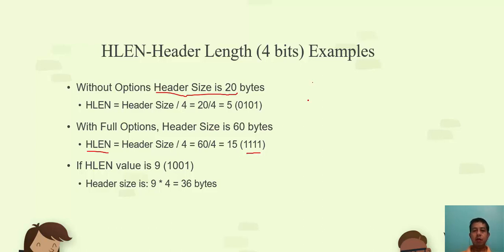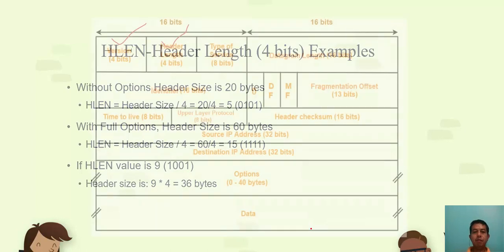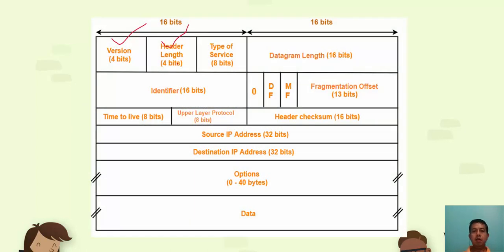Now alternatively, if we are given an h-length value, say the h-length value contains a value of 1001, and we are asked to find the header size, it's very simple. The header size would be this value multiplied by 4, 36 bytes. That means 20 bytes of normal header plus 16 bytes of options. So when the h-length value is 9, then we can simply find the header size to be 36 bytes, out of 20 bytes of normal header and 16 bytes of options field. So we have discussed the header length also.